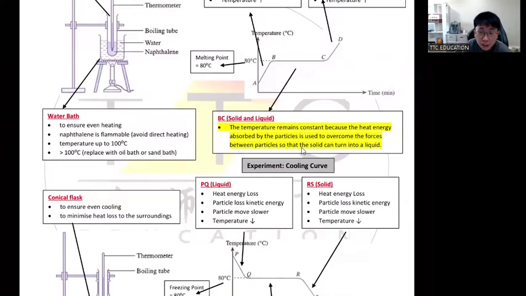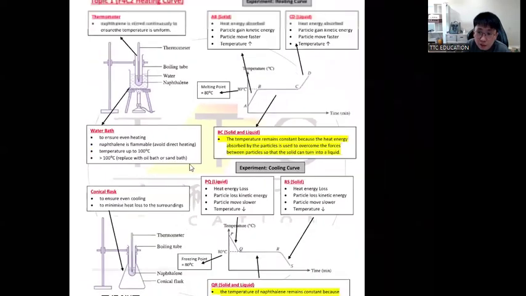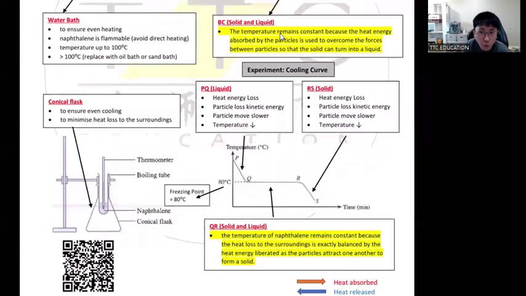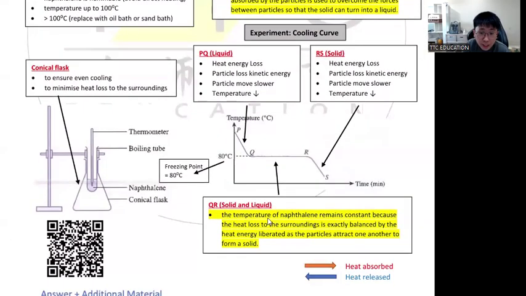Every time they ask about the heating curve and cooling curve, they always ask you why the temperature is constant. Let's say when you do melting, condensation, boiling, why doesn't the temperature change? Why doesn't the temperature continue to go up? Because the heat absorbed is used to do something else, the heat released is used to do something else. So every time you see a heating curve or cooling curve, we always highlight the yellow part, because that is where you have change of state, which is solid to liquid, liquid to gas. Then you have your constant temperature. So this is where we have your explanation.